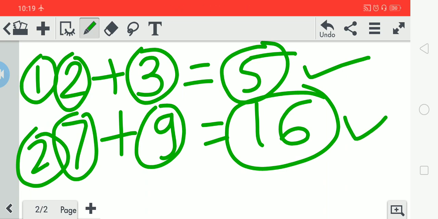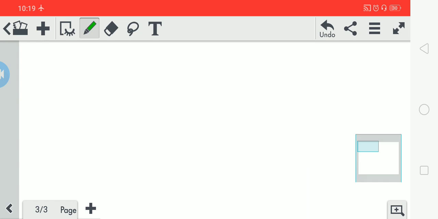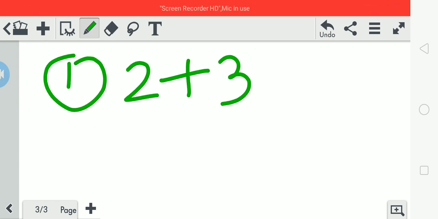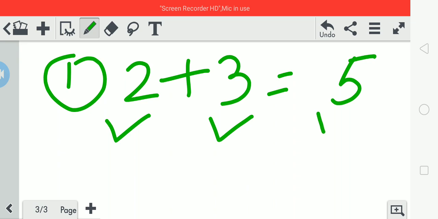This is our first rule. The sum of two positive integers is always positive. I repeat, the sum of two positive integers is always positive. In this case, the first example was 2 plus 3. Here 2 is positive, 3 is positive, so the addition must be positive, right? Two numbers are positive, that's why the addition is also positive.